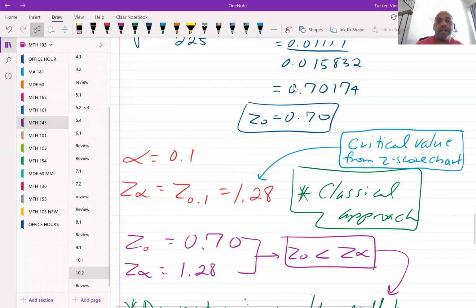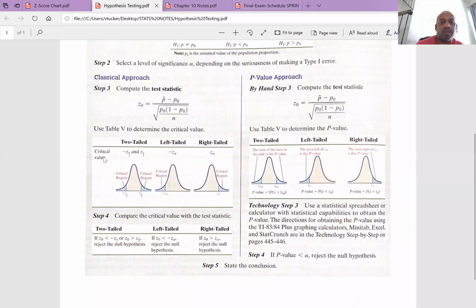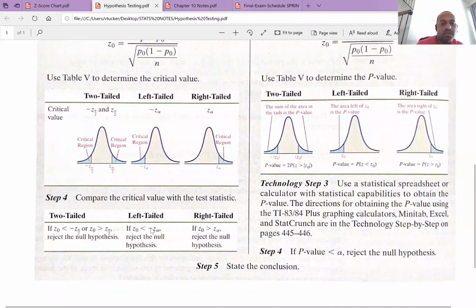So now, if you go back to your hypothesis testing, for the classical approach, you're going to compare your test statistic to your critical value. And so we are right here for right tail. If your test statistic is greater than your critical value, you reject the null hypothesis. All right. So if you follow these steps, you can always reference them. They'll let you know what to do after you've done your proper calculations.